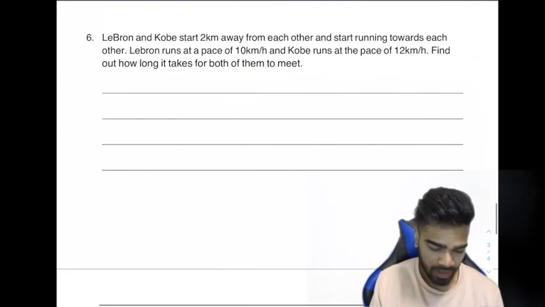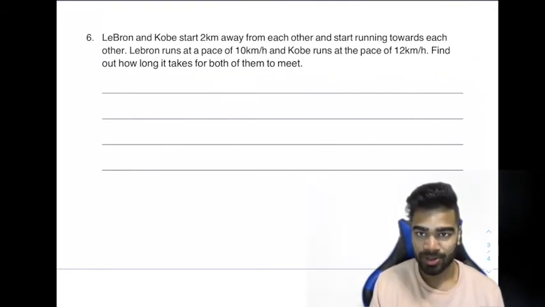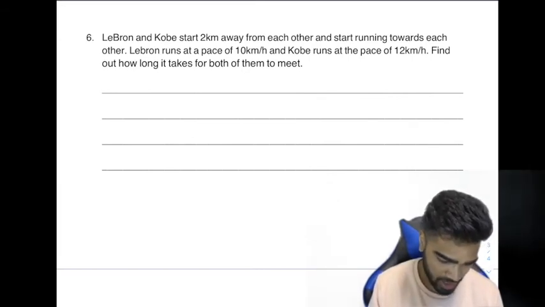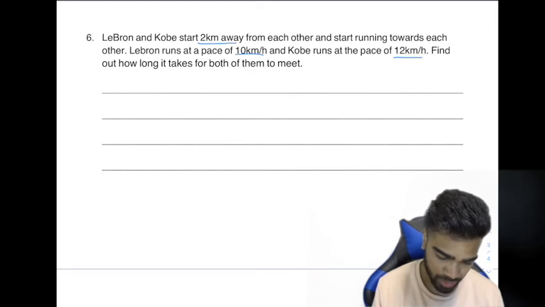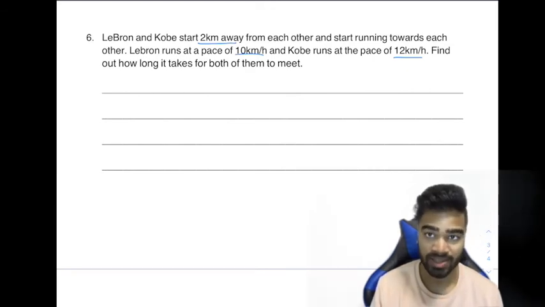Okay, LeBron and Kobe, basketball again. All right, have a go at this question. Pause the video, and I'll do it. LeBron and Kobe start 2 kilometers away from each other and start running towards each other. So 2 kilometers away, it's key. And LeBron runs at a pace of 10 kilometers per hour and Kobe runs at a pace of 12 kilometers per hour. Okay, so that's their speed.